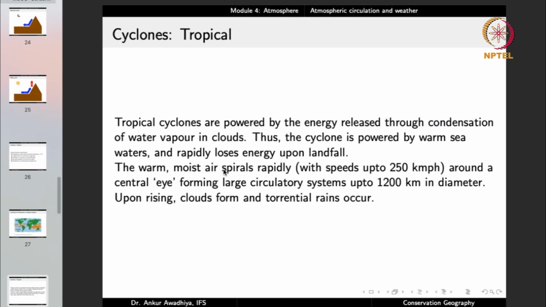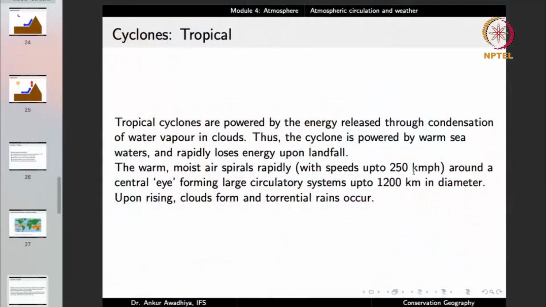Now, tropical cyclones are powered by the energy released through condensation of water vapor in the clouds. Thus, the cyclone is powered by warm sea waters and rapidly loses energy upon landfall. Because it is dependent on the warm water of the seas or oceans, as soon as a cyclone enters a land area, it makes a landfall, this source of energy gets cut and the cyclone rapidly dissipates.